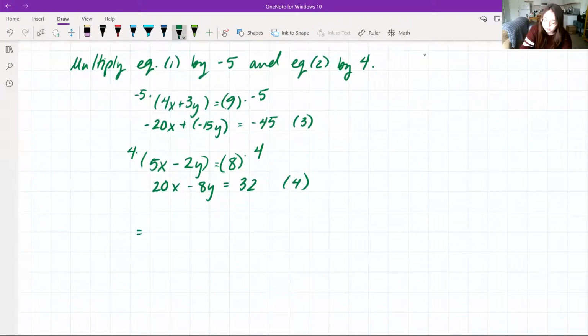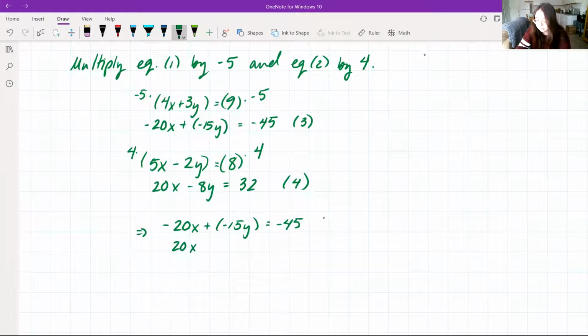So now we have our new system of equations, which is going to be negative 20x plus negative 15y is equal to negative 45. And that is equation 3, and 20x minus 8y is equal to 32. Oop, not adding them quite yet. And this is our equation 4. So this is our new system of equations.